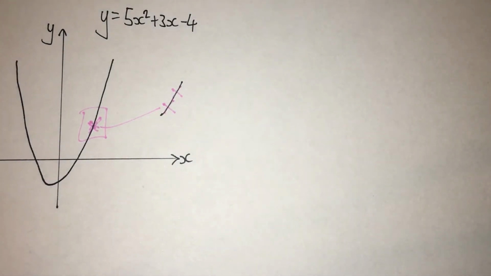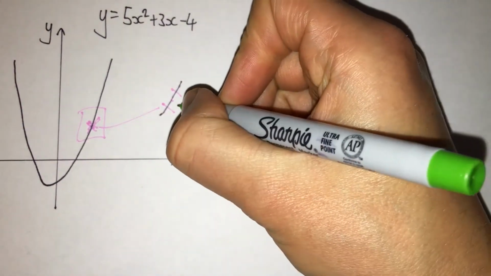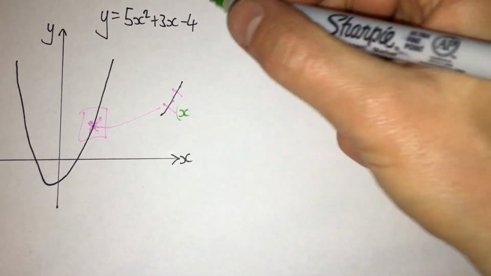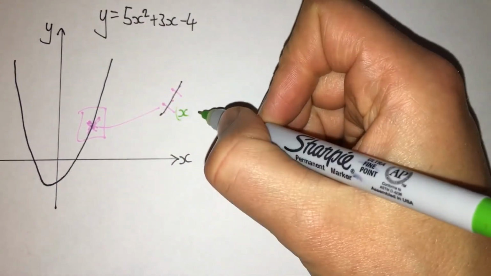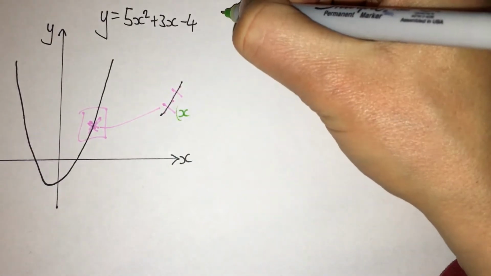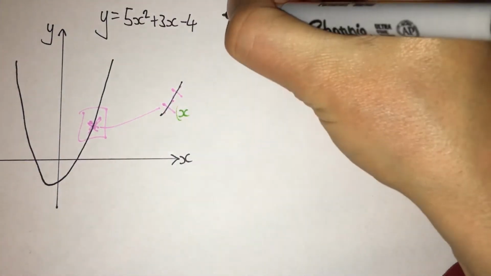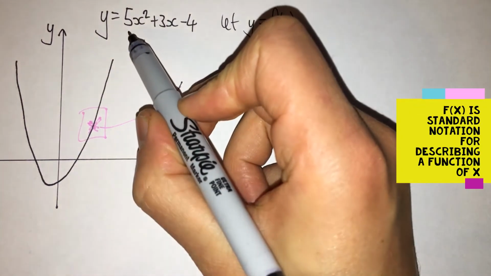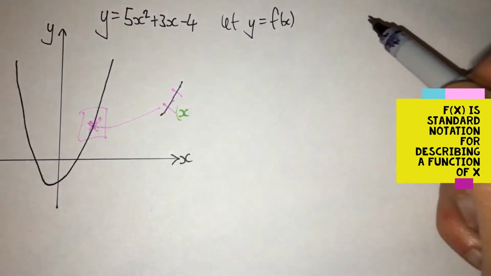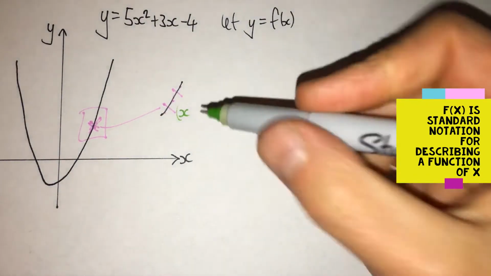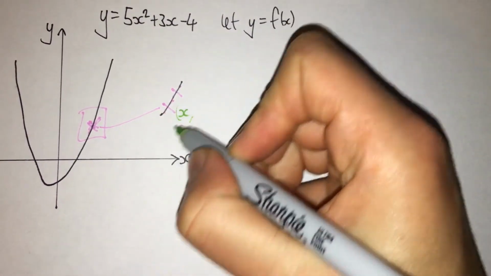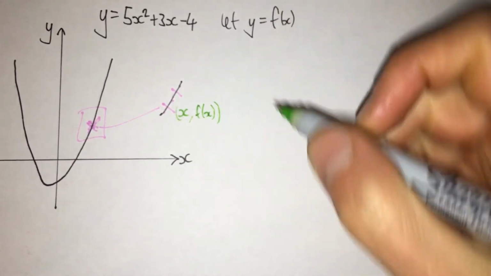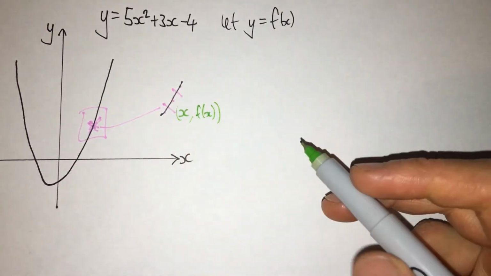So what we're going to do is call this first point x, how far it's gone across. Then up here, we'll let y equal a function of x. Our function of x is 5x squared plus 3x minus 4. So in terms of the coordinates, the first one is x, and the second ordinate that goes with that will be f of x. That is what comes out when we put x in here.